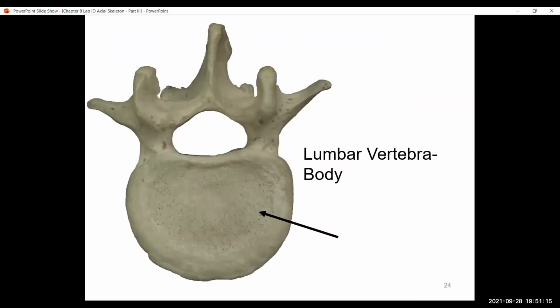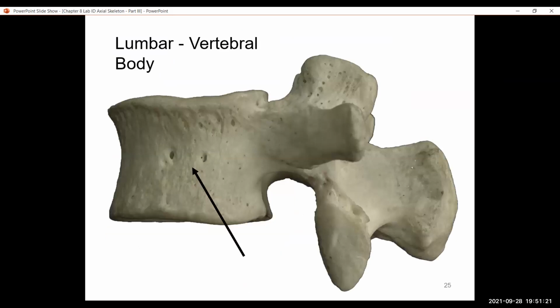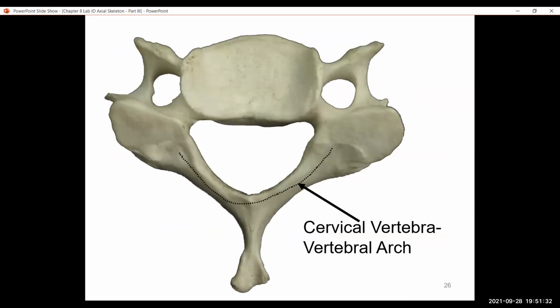See how big that vertebral body of the lumbar is? Again, the discs are much bigger there too because of, again, all the weight bearing that has to go on. Here's a lateral view of the vertebral body of a lumbar vertebra. Here you can really appreciate how short and blunted the spinous process is.